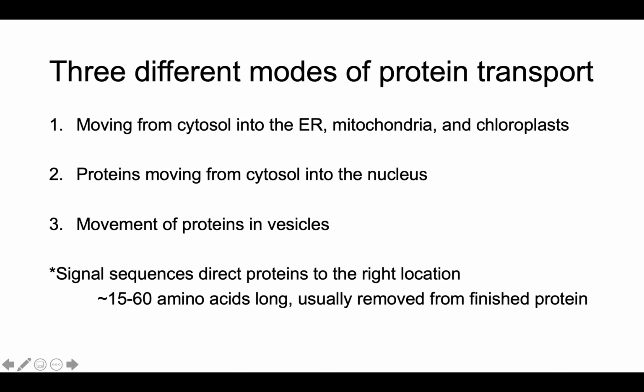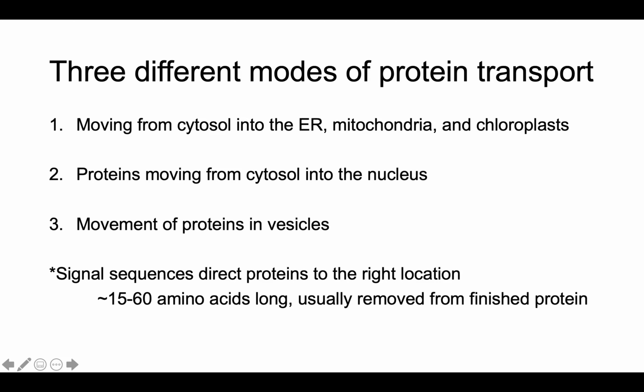So today we're going to talk about 3 different modes of how proteins get transported. Like we already mentioned, if we're moving from the cytosol into the ER, mitochondria or chloroplasts, those kind of move in a certain way. When proteins move from the cytosol into the nucleus, there's another kind of special way that things get transported. And then we'll talk about vesicles.